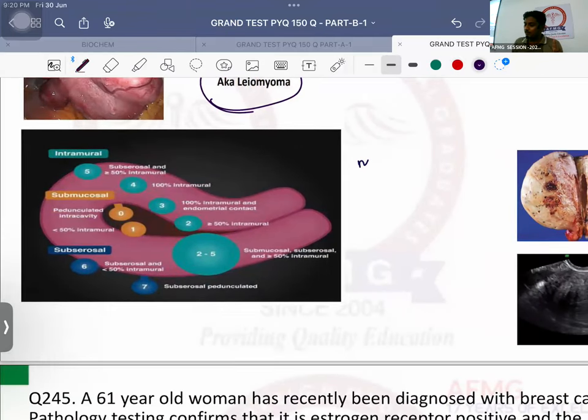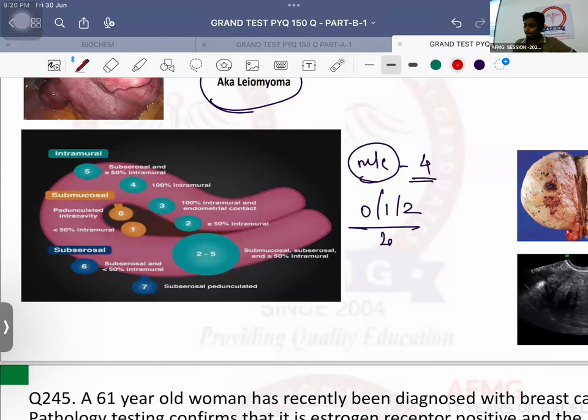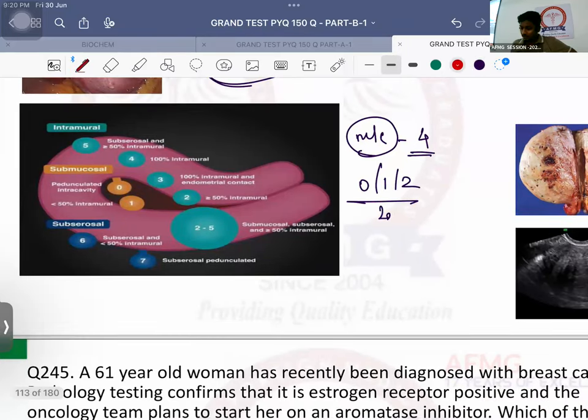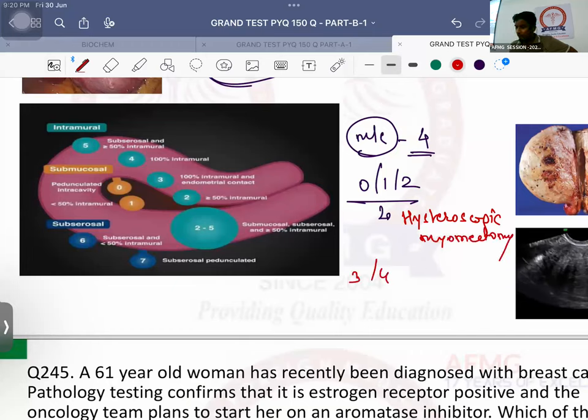Which is the most common type? It is 4, that is intramural or interstitial. Important, what is the management of choice? For 0, 1, 2, batao, kya karoge? Hysteroscopic, kya? Myomectomy, theek hai? Hysteroscopic myomectomy has to be done, removal of the tumor. If it is 3, 4, baaki aage. Very good. Laparoscopic myomectomy. It should be laparoscopic myomectomy.